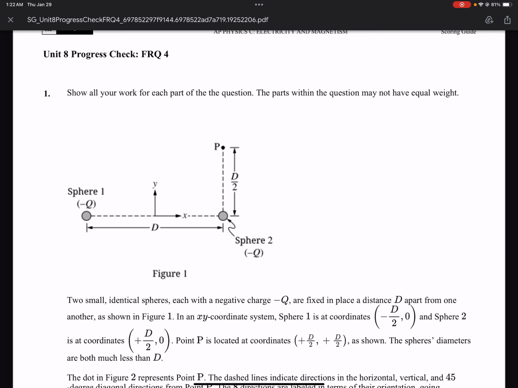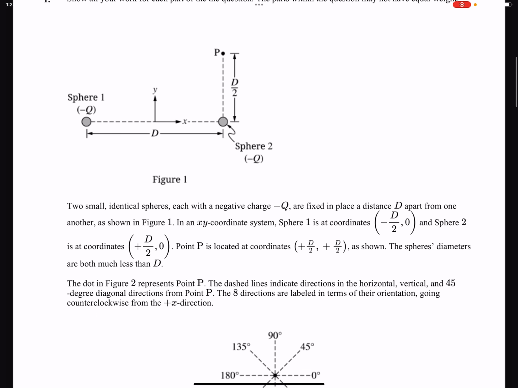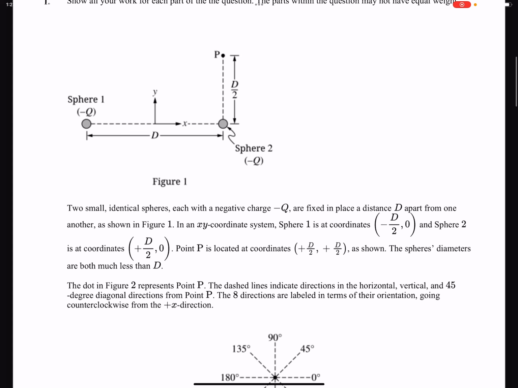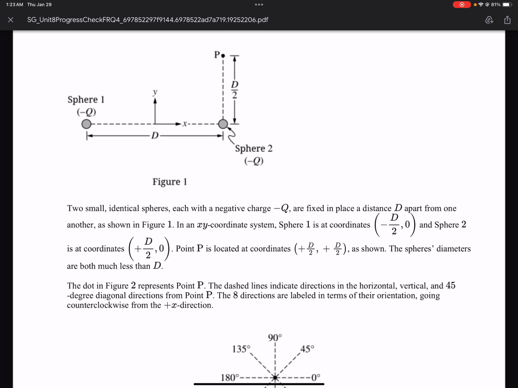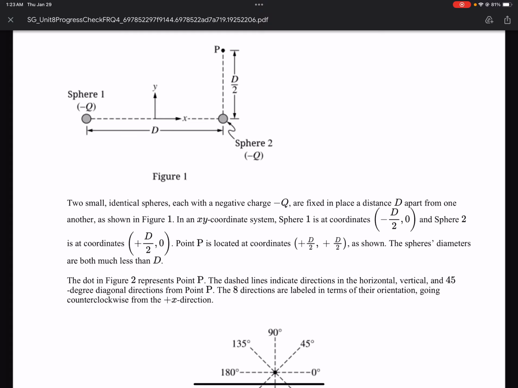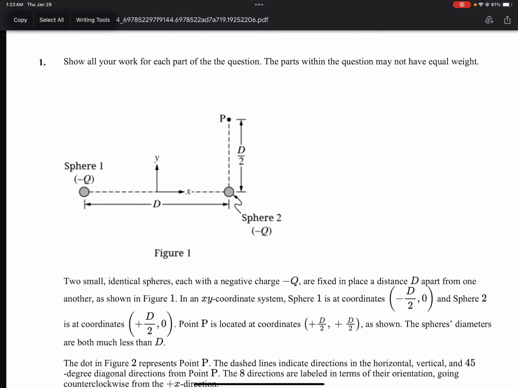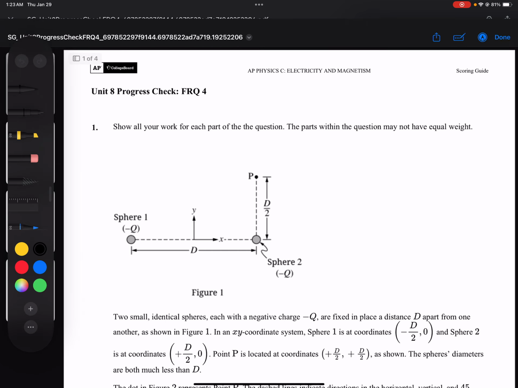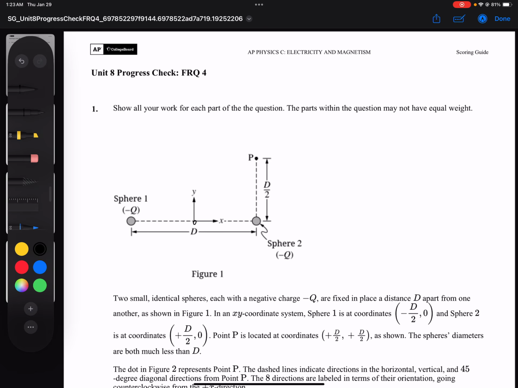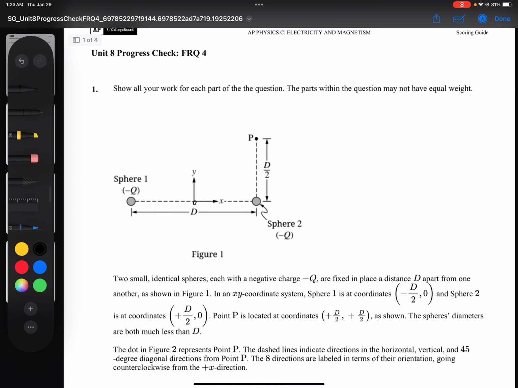This one's also on electrostatics, or I'm sorry, on Coulomb's law, so it's not too bad. Here we have this XY coordinate system, and we have point P, that's d over 2 away from sphere 2. And then these are the coordinates. Point P is located at coordinates positive d over 2, positive d over 2, because this is where x equals 0. This is my origin. So x equals 0 over here, and that's why the coordinates for point P are such.